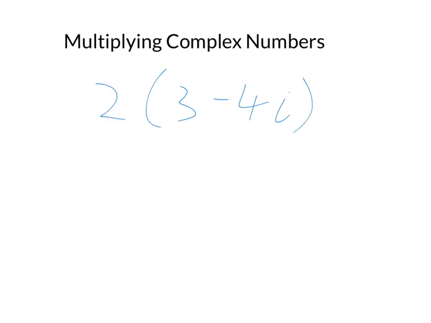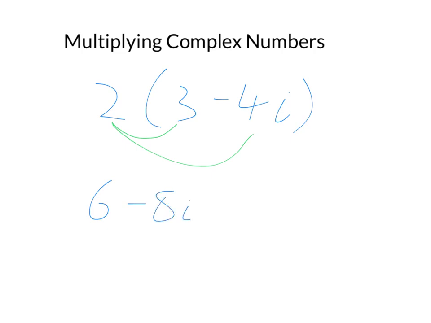So the first example we'll look at here, we're going to multiply a real number 2 by a complex number 3 minus 4i. Now, just like in any example where you have a bracket with two terms in it and one term outside the bracket, what we're going to do is multiply the outside term by the first term and then the second term. So 2 times 3 is 6. Then when we multiply the second term, 2 times minus 4i, that will give us minus 8i.